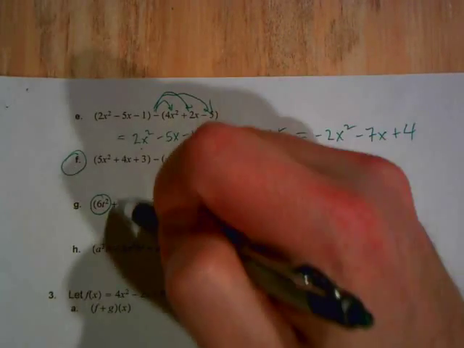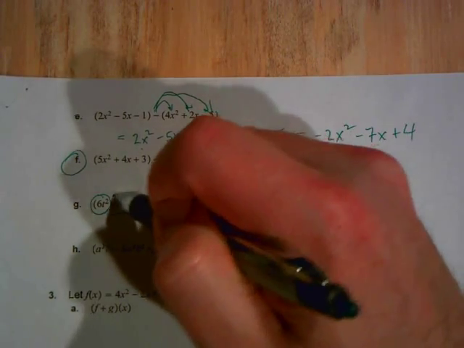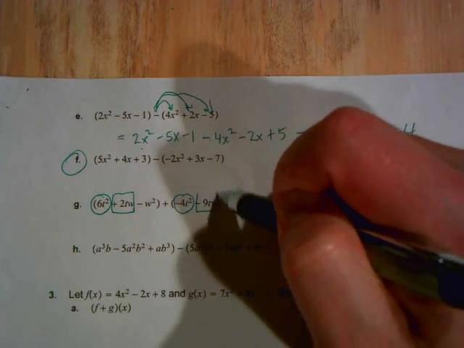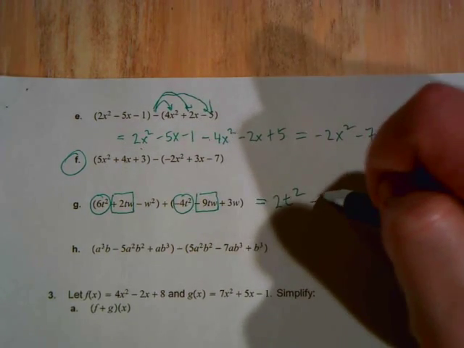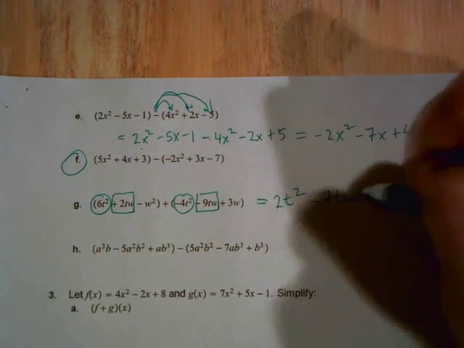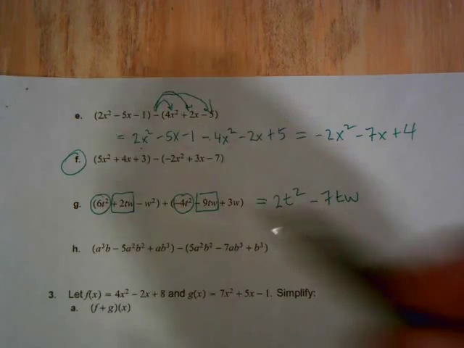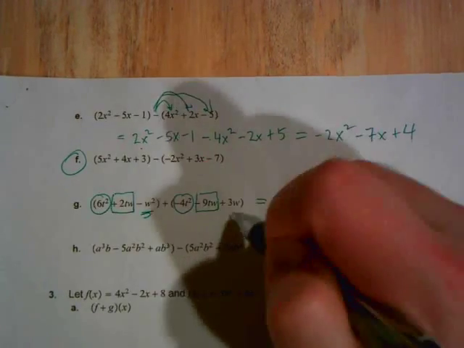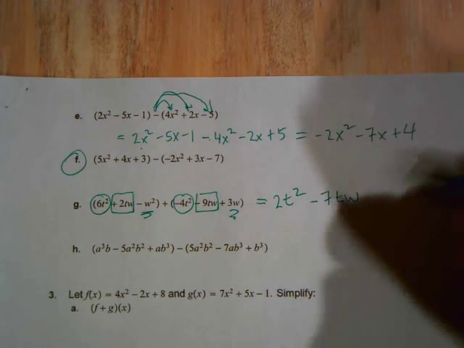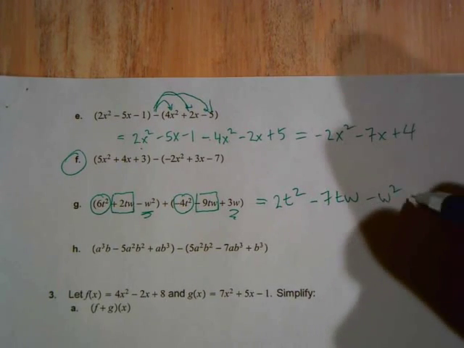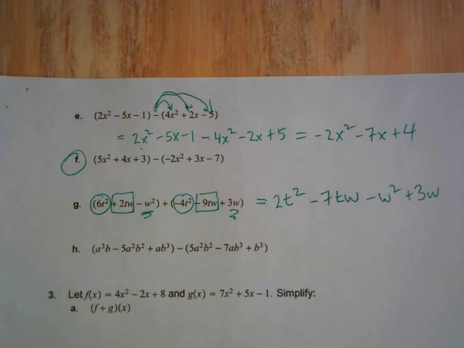And then I notice I have some pieces that have two letters in them, t and w, but that's okay because they're the same. They both have exactly one t and exactly one w. They match. I can combine them together. That's going to be minus 7tw. And then finally, I have these two, but notice those two don't match. One's a w squared and one is a w. I can't put those together, so I'm just going to write them down. Minus w squared plus 3w, and that's the best I can do.